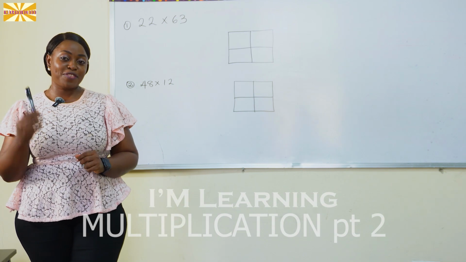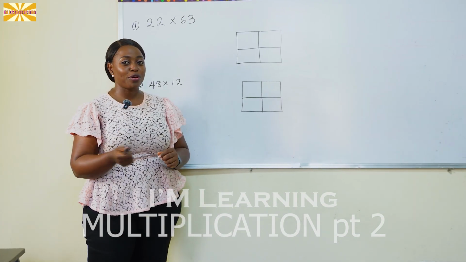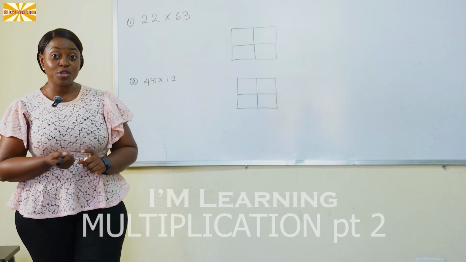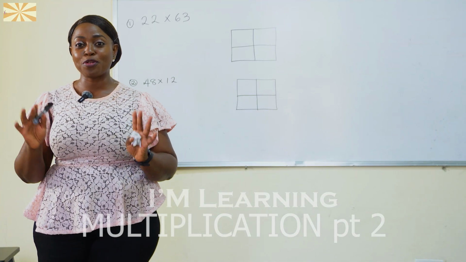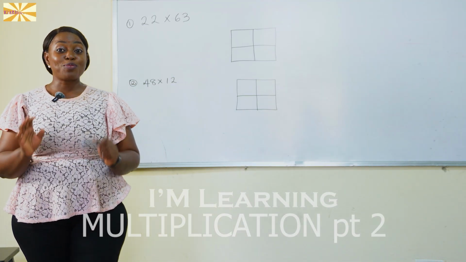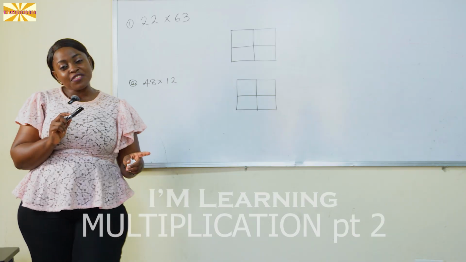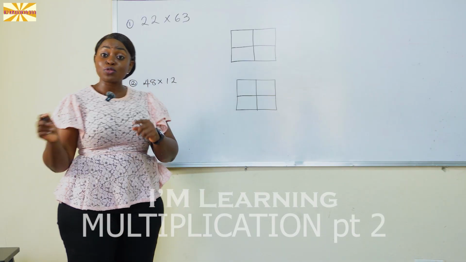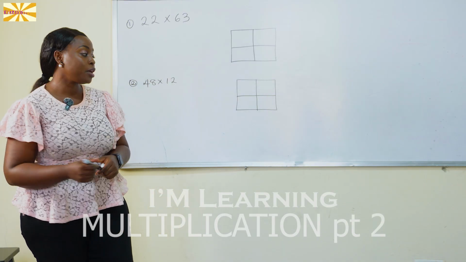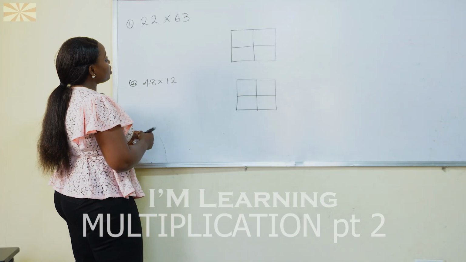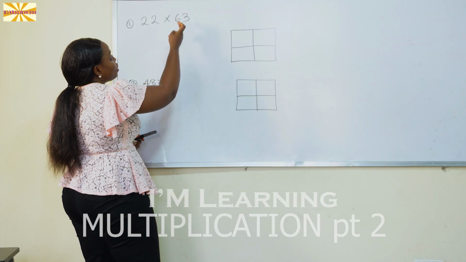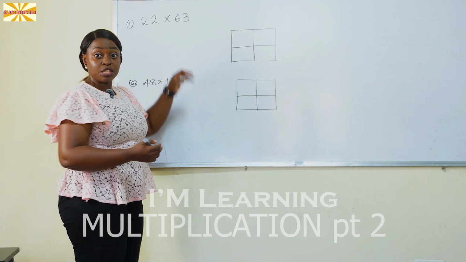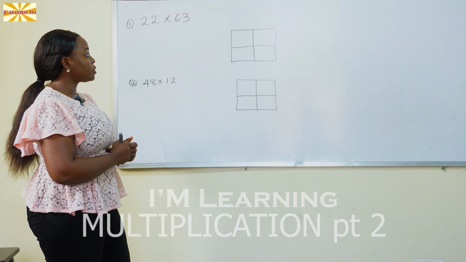The next very, very cool method of multiplication I'm about to show you is called the box method of multiplication. Now, the box method of multiplication is slightly different from the lattice method of multiplication and also different from the vertical method of multiplication. Now, in your box method of multiplication, you have 22 times 63. We're going to be starting with these two numbers.